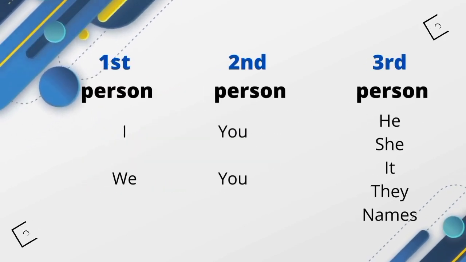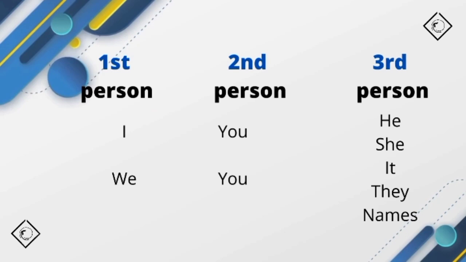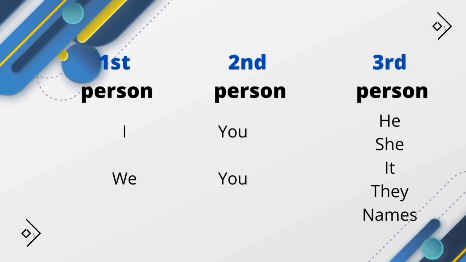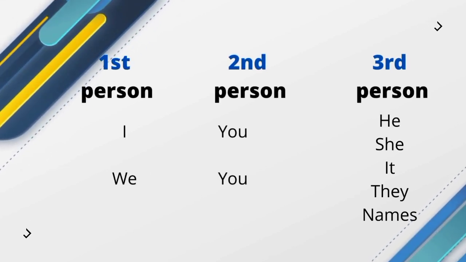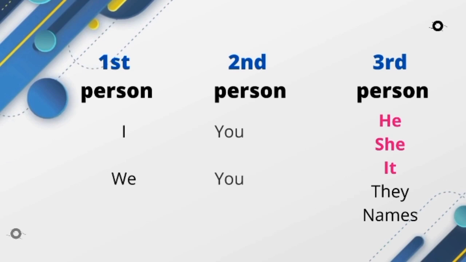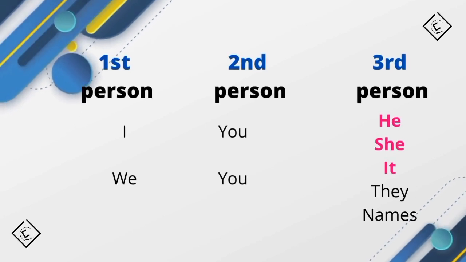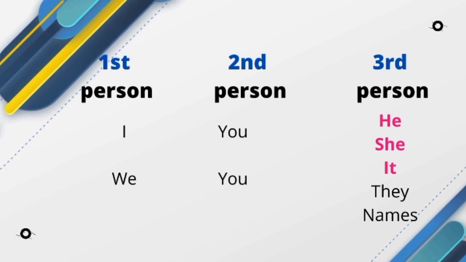Now before I explain the use of S with the verb, you should understand the pronouns first. We have already studied the personal pronouns, the first person, the second person, and the third person. The first person is the one who is talking, I and we. The second person is who you are talking to. You is the second person, and the third person is all the other subjects. Now he, she, and it are the third person singular and the single names.